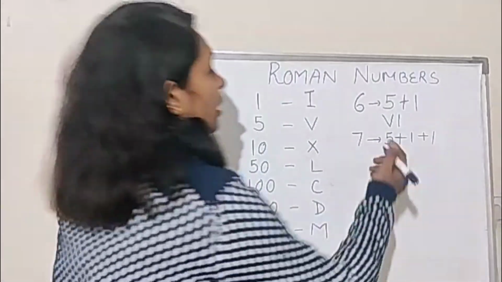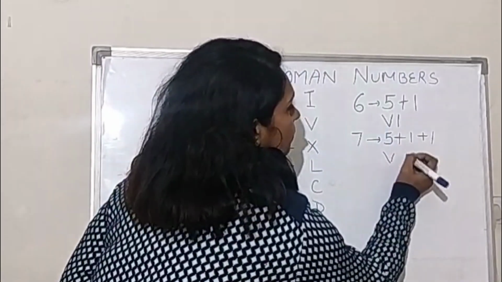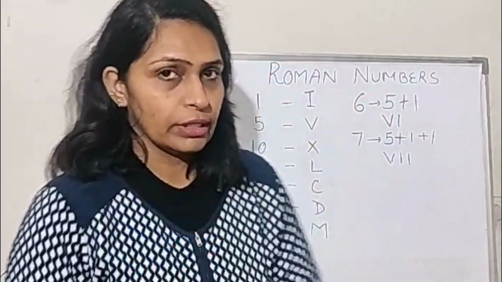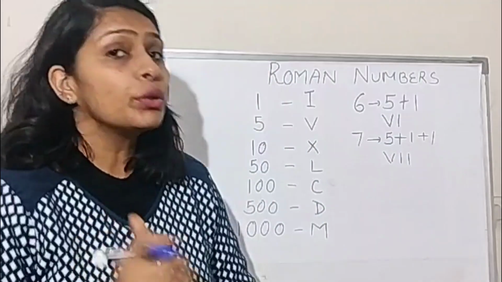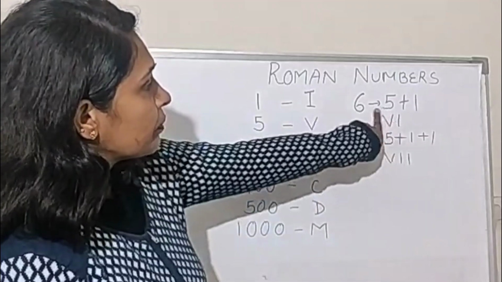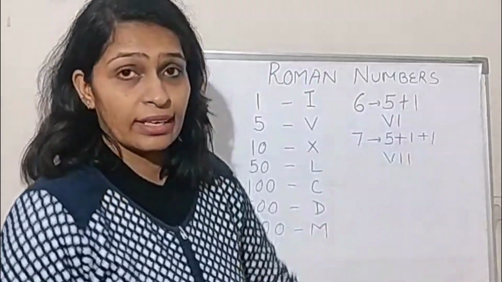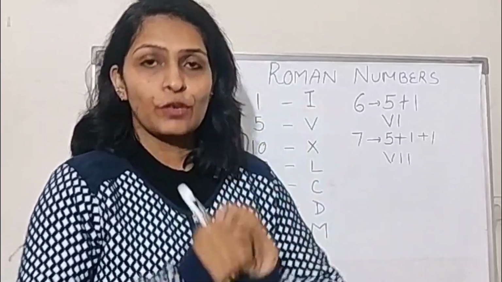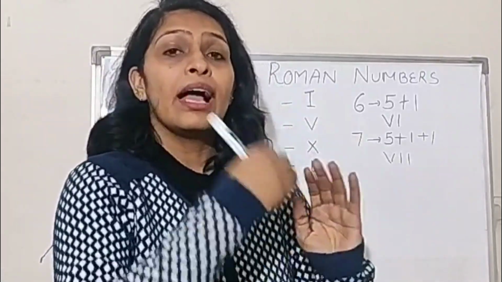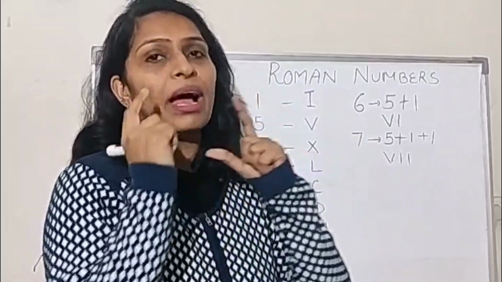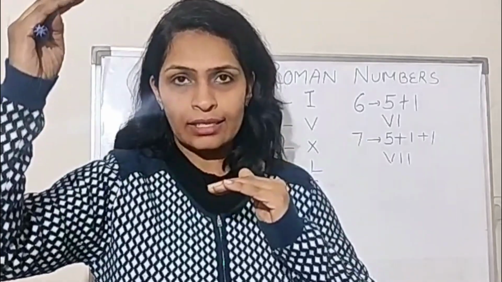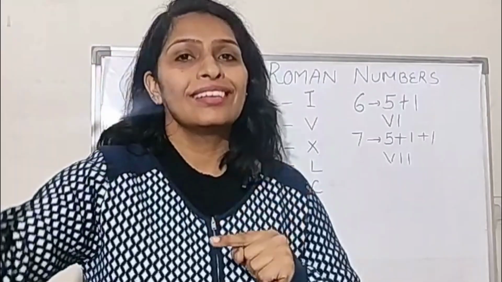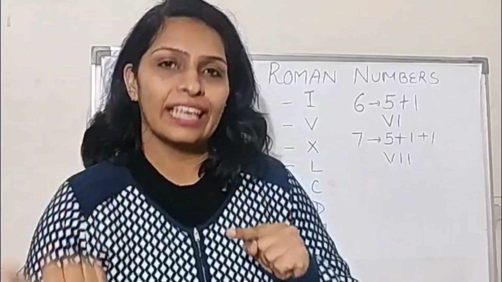So again, 5 is V and 1 is I. Here I want you to focus and observe what we are doing. 6 is written as 5 plus 1. I have my base number and I'm adding something to it. When I'm adding something, something is increasing. Getting it? So you can remember R for rise, R for right.